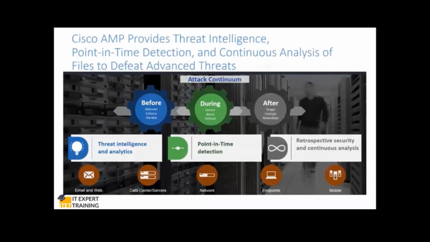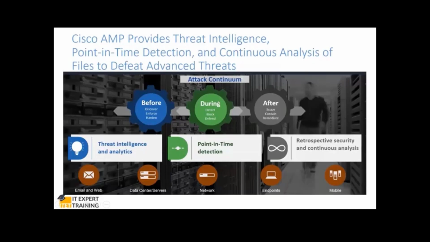With threat intelligence and analytics, it helps you strengthen the network defenses before an attack, so when any attack happens, it will self-defend. The second one is during the attack. During an attack, AMP uses point-in-time detection tools like known file signatures and sandboxing to identify and block malicious files trying to infiltrate the network. So it will do all the point-in-time detection.